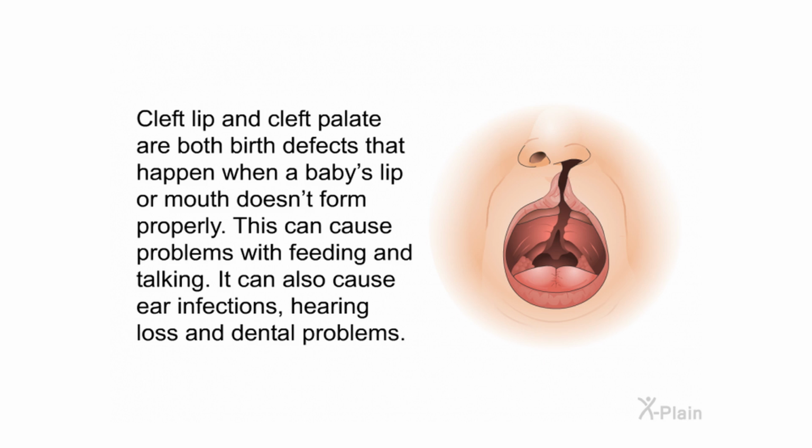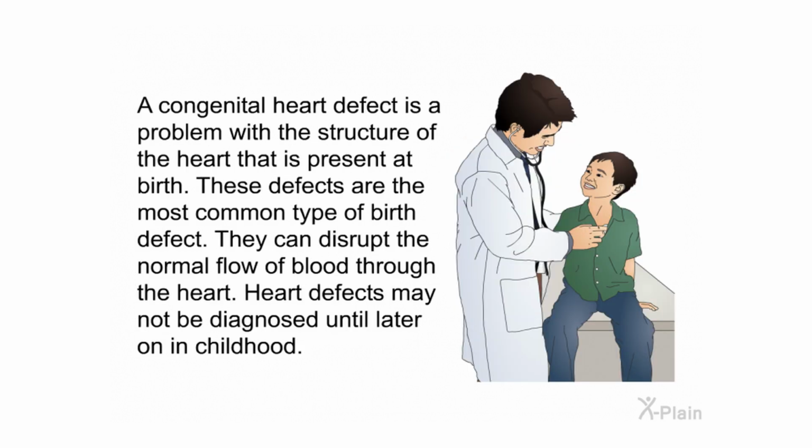Cleft lip and cleft palate are both birth defects that happen when a baby's lip or mouth doesn't form properly. This can cause problems with feeding and talking. It can also cause ear infections, hearing loss, and dental problems. A congenital heart defect is a problem with the structure of the heart that is present at birth. These defects are the most common type of birth defect. They can disrupt the normal flow of blood through the heart. Heart defects may not be diagnosed until later on in childhood.